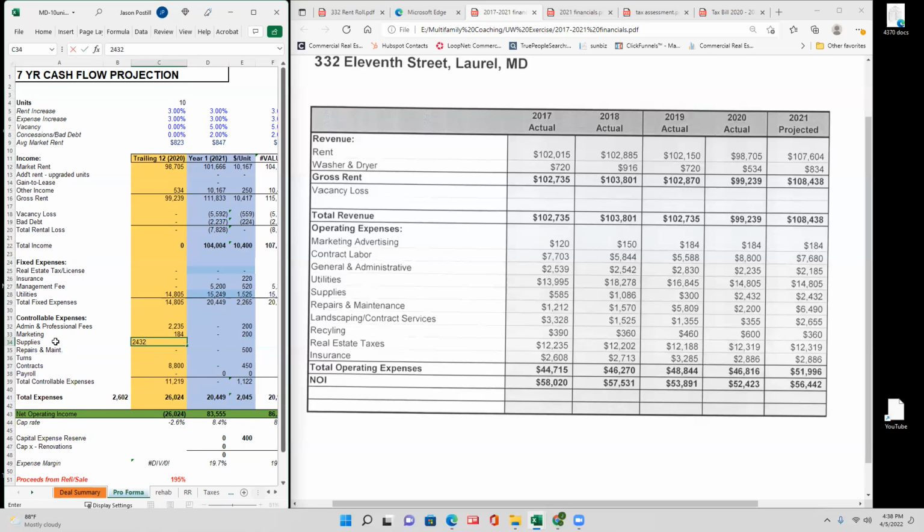Supplies, 2432. Utilities is 14,805 so far. We got everything. So repairs and maintenance, that's up here, and that is 2432. And then landscaping, we need to add that. Landscaping's somewhat controllable.